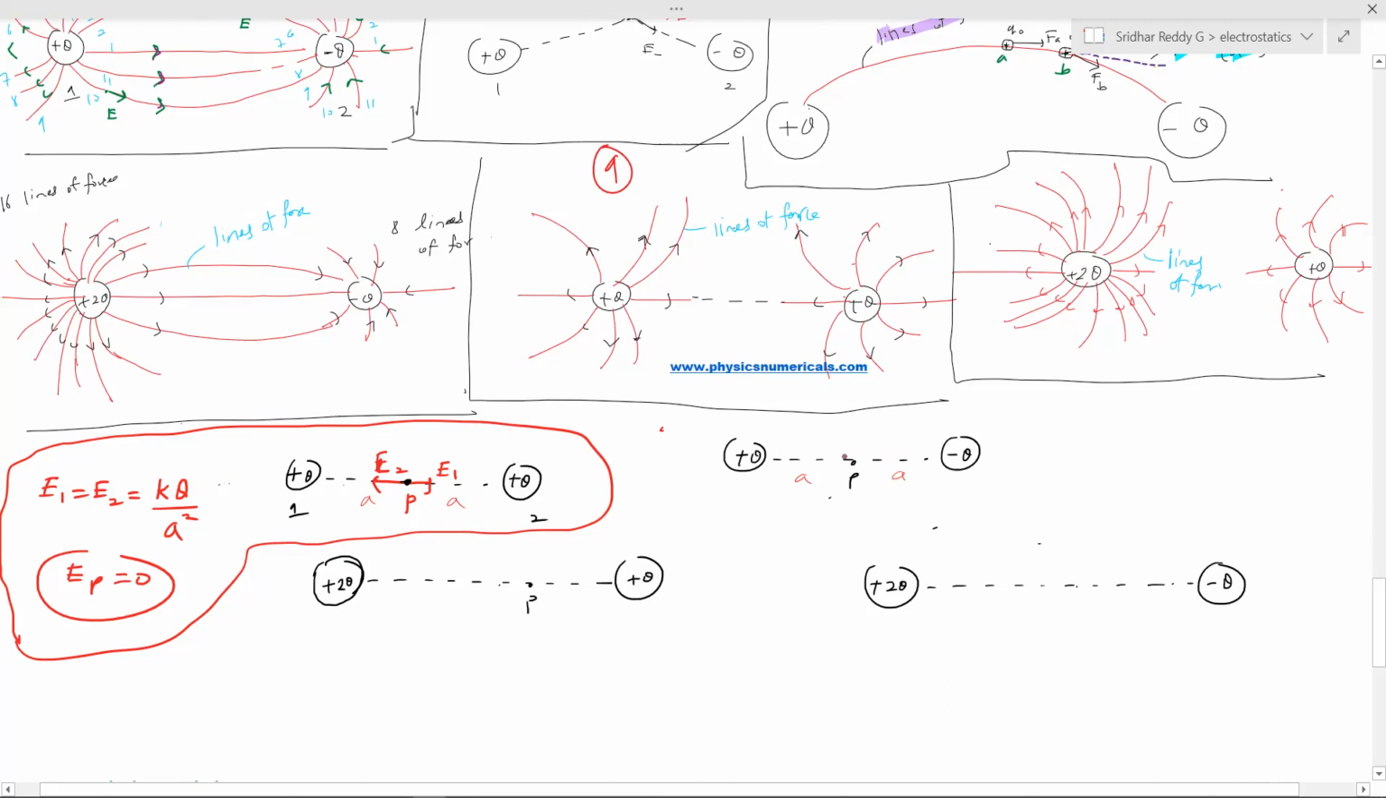Then if I bring two unlike charges, this is 1, this is 2. The field here will be E1. And the field due to the negative charge will also be directed in the same direction. So E1, E2 are equal to KQ by A square. So the resultant field at point P at the midpoint will be equal to how much? It will be non-zero. So what is the total field? E1 plus E2, which will be 2KQ by A square.